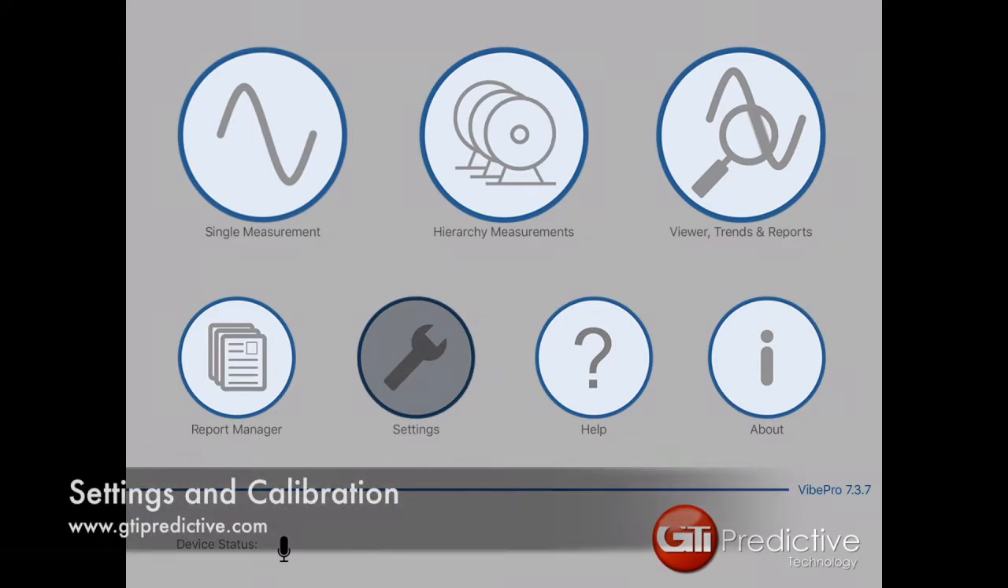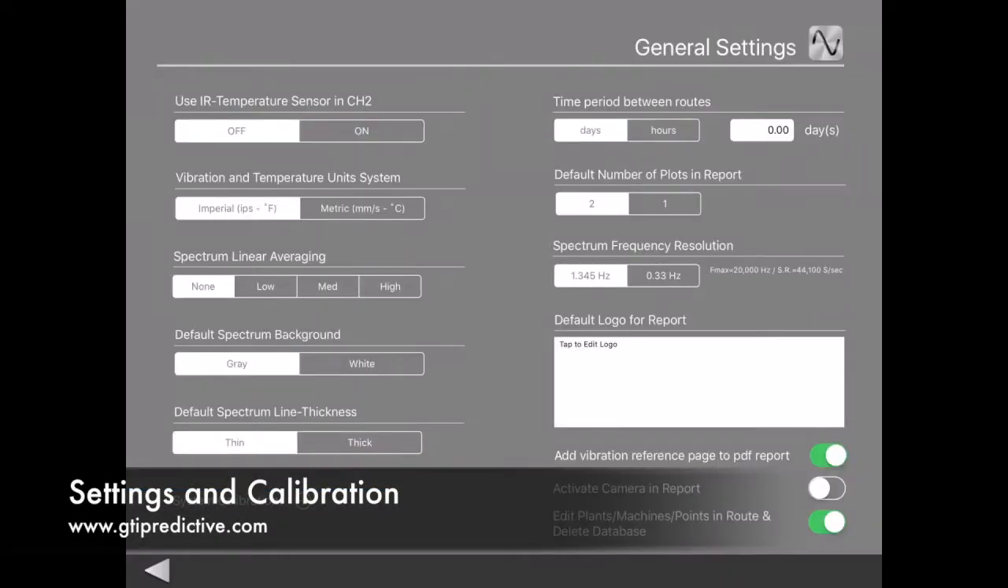Now, onto settings. The first setting here, these are all just system-wide settings within VibePro, is the IR sensor. This is for the wireless accelerometer. We have a temperature sensor that you can plug into that, and you select that on if you want to enable that. It captures temperature automatically during routes.